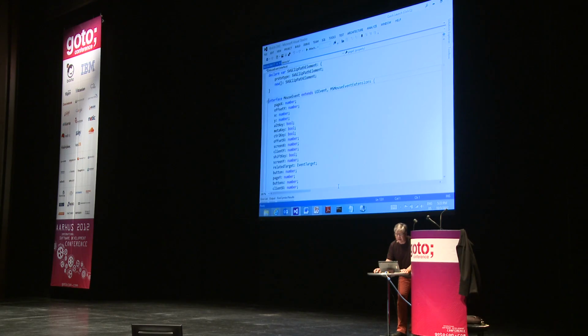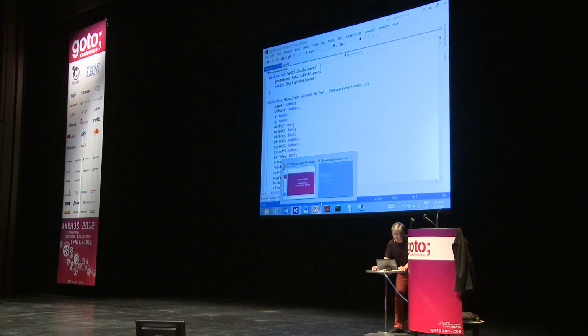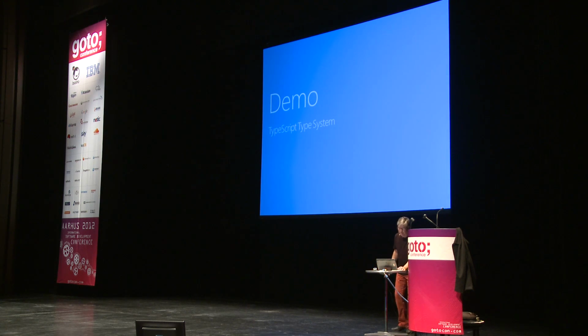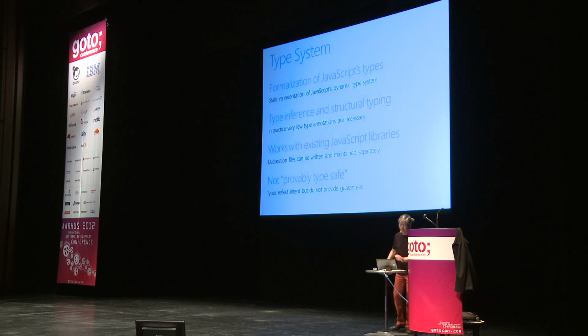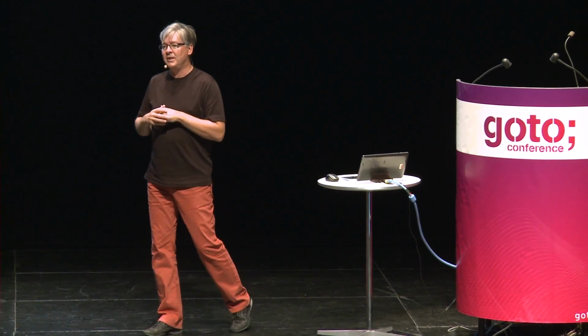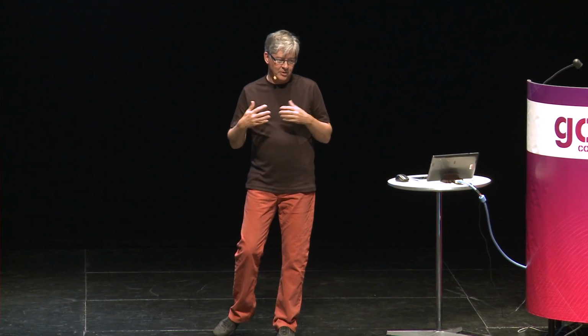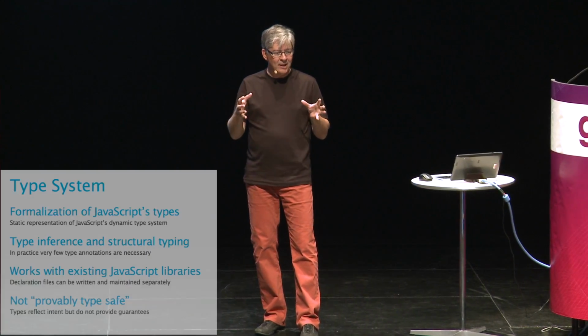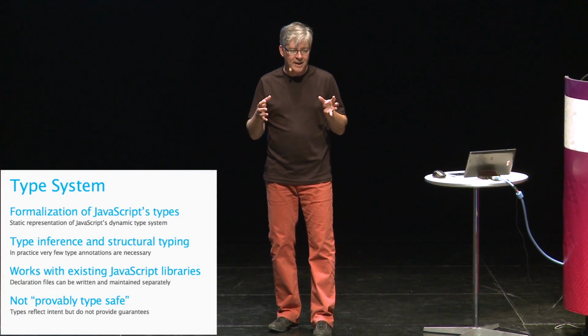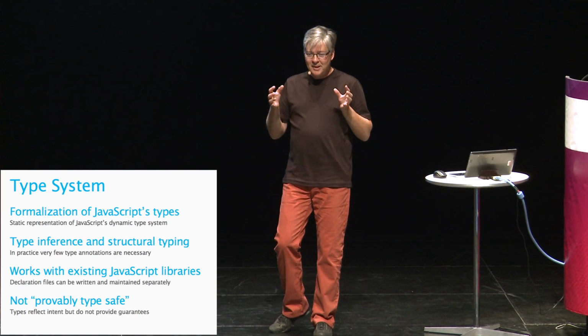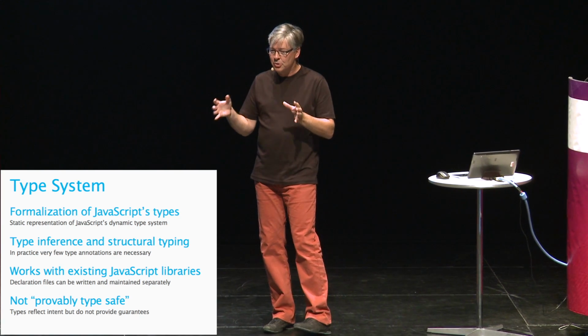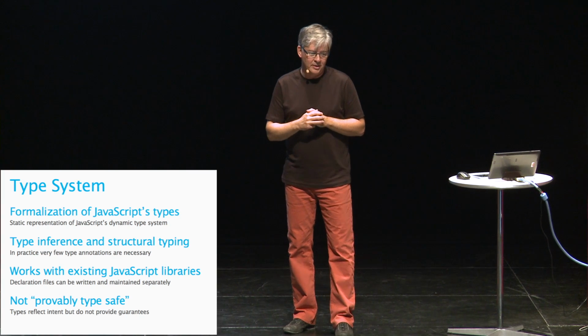So let me, let's see, where did I want to go from here? Let me go back and just summarize a little bit about the TypeScript thing here. Basically what TypeScript does is it formalizes JavaScript's type system and provides a static view of it. But we're not trying to invent a new type system. We're actually bending over backwards to stay true to what really is JavaScript's type system.